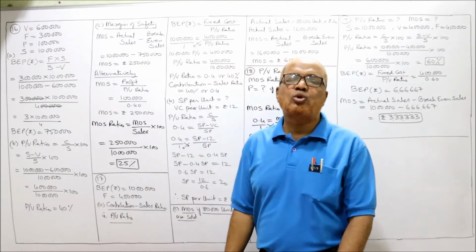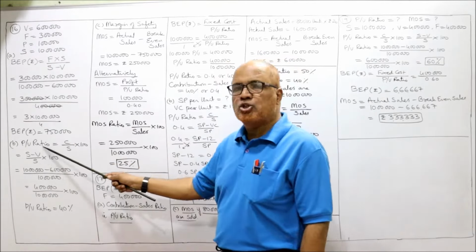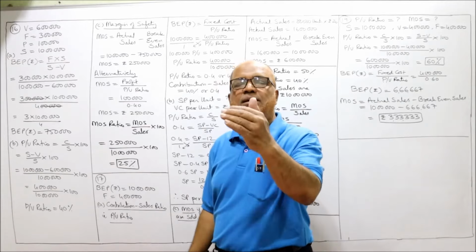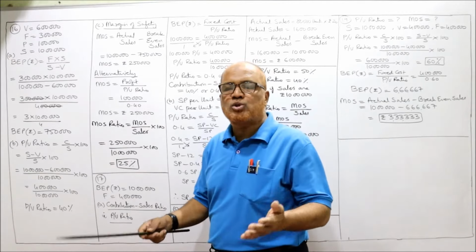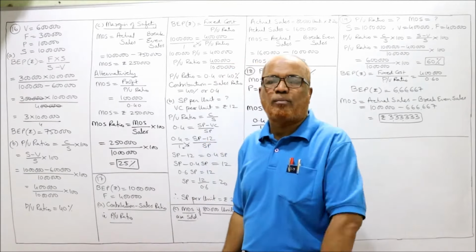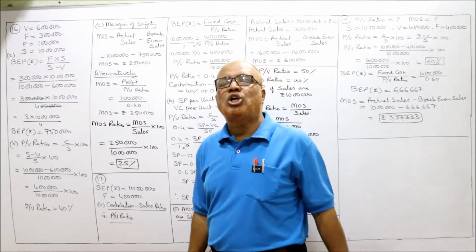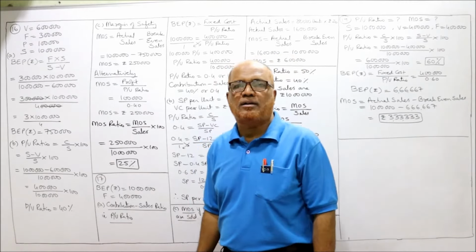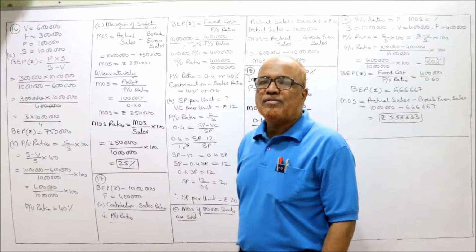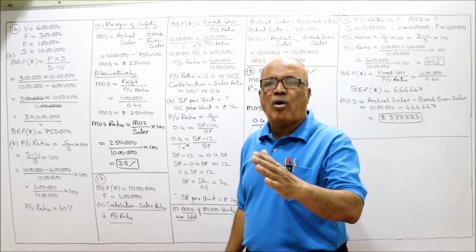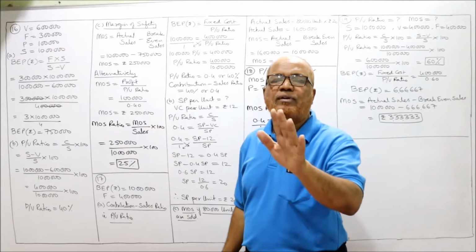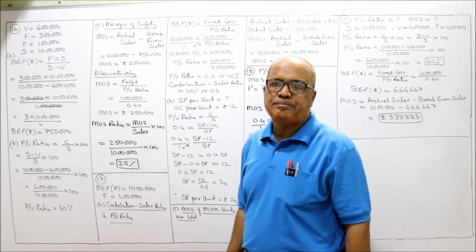Second question, it is asking you to calculate the PV ratio. The formula for PV ratio is C by S into 100. Almost in every problem we are applying this formula: C by S, contribution by sales, into 100. Now in place of C we can take S minus V, or we can take F plus P. We'll get the same answer.